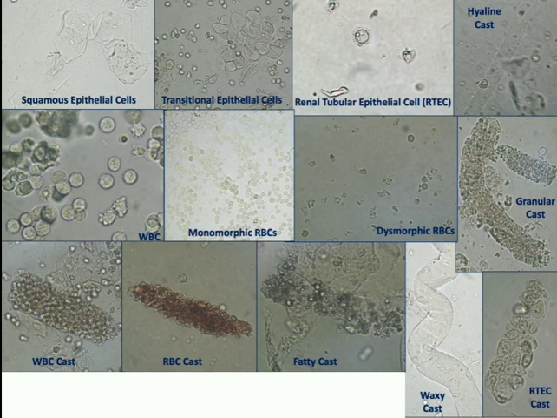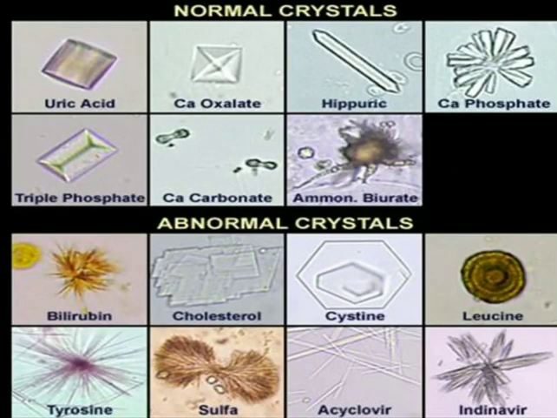These are some microscopic diagrams of urine: squamous epithelial cell, renal tubular cells, RBCs, WBCs, WBC cast, RBC cast, fatty cast, waxy cast. Some different types of normal and abnormal crystals present in urine are uric acid, calcium oxalate, hippuric acid, calcium phosphate, triple phosphate. Abnormal crystals include bilirubin, cholesterol, cystine, leucine, tyrosine.